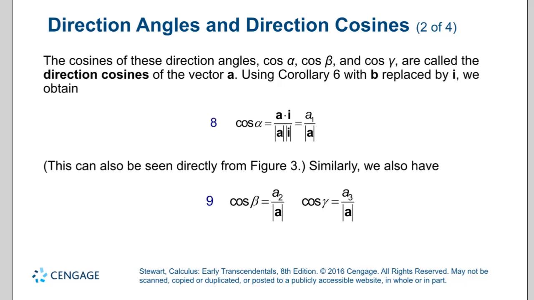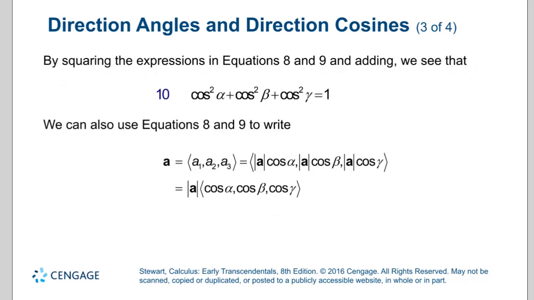We're just going to look at it in terms of each of the components of the vector, A1, A2, and A3. When we do those, if we square each of them, you're going to see that it ends up equaling 1 at the end. So we can use those equations to write A as a vector in terms of its components. So A also equals the magnitude of A times the vector with components cosine of alpha, cosine of beta, and cosine of gamma.